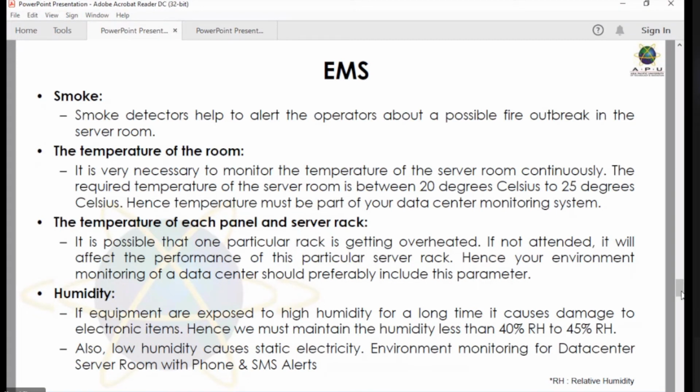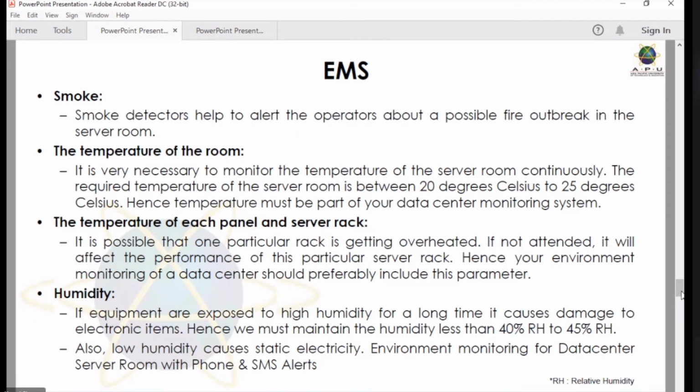In the energy management system, we also see how the temperature is maintained. In a data center, it is necessary to monitor the temperature of the server room continuously. The required temperature of the server room is between 20 to 25 centigrade. Hence, temperature must be part of your data center monitoring system in EMS. Also the temperature of each panel and server rack. It is possible that one particular rack is getting overheated. If not attended to, it will affect the performance of that particular server rack.